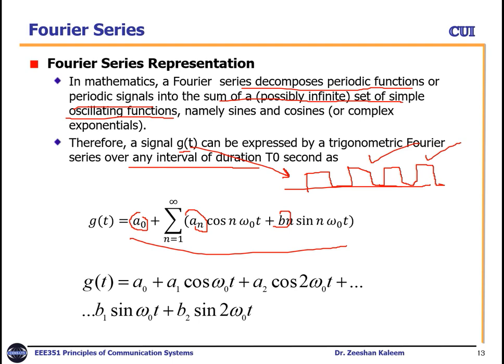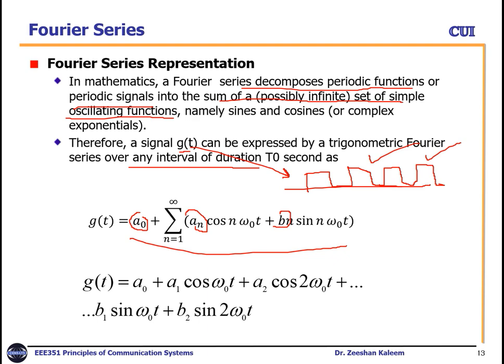And what is the reason for converting to sine and cosine terms? The reason is that the analysis of sine and cosine terms is very easy, because a number of algebraic expressions exist by which we can easily simplify sine and cosine waves. So that is the reason for converting any wave into sine and cosine waves. So by finding these coefficients a naught, an and bn, we can transform any periodic signal using the Fourier series into terms of sine and cosine.